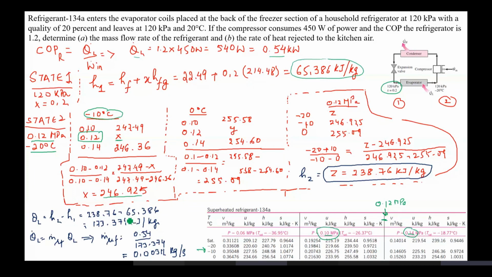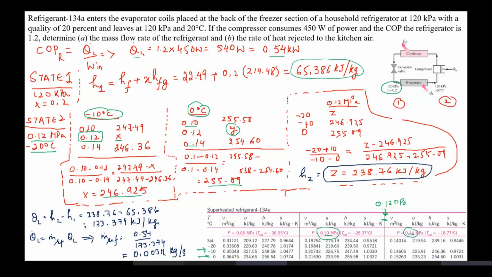Clear? You did the same for 0 degrees centigrade. Since you again don't have any value for 0.12 megapascal at 0 degrees centigrade, you took the 0.10 and 0.14 values and found the middle value using interpolation, which comes out to be 255.09. Clear? Sir, why have we done this for -10 and 0 degrees?